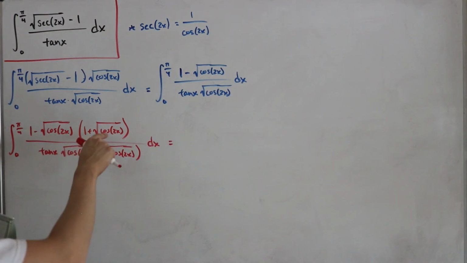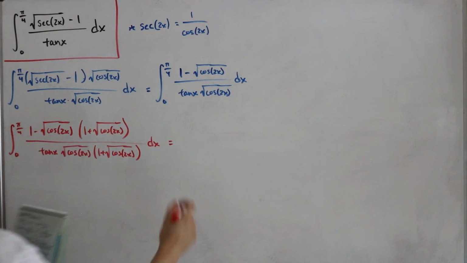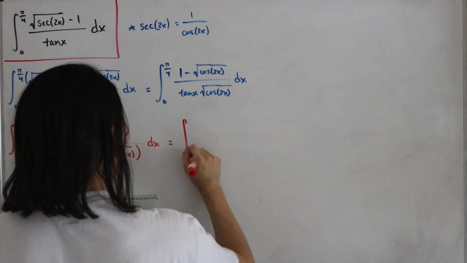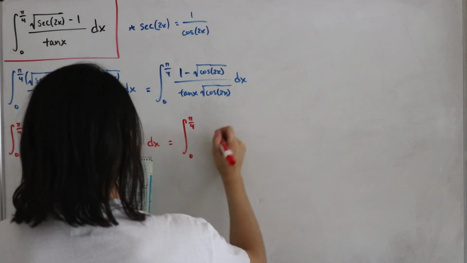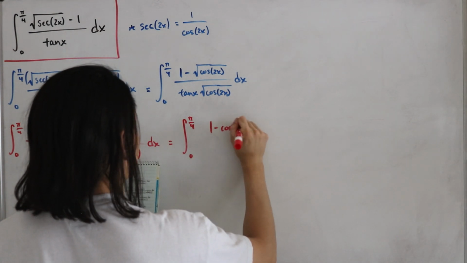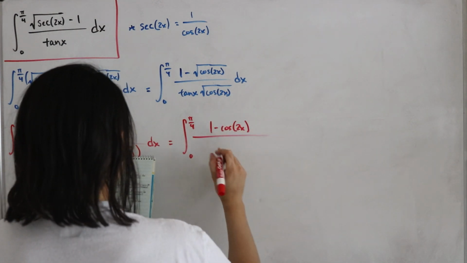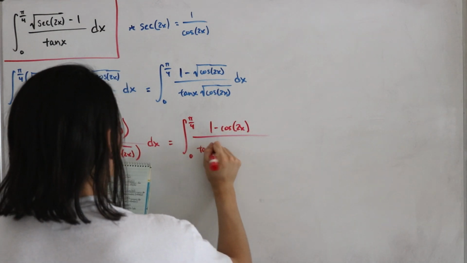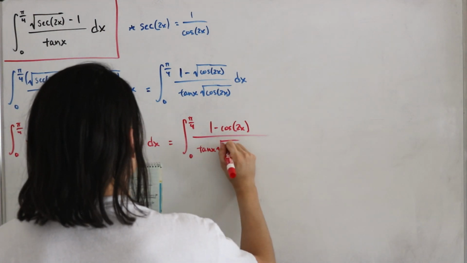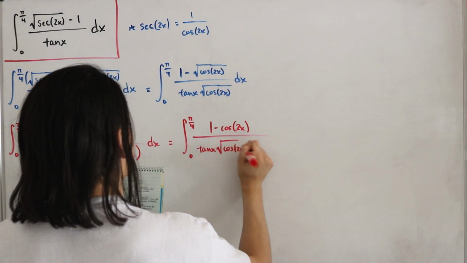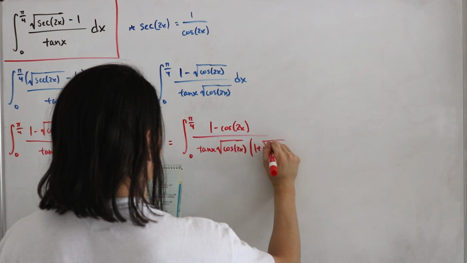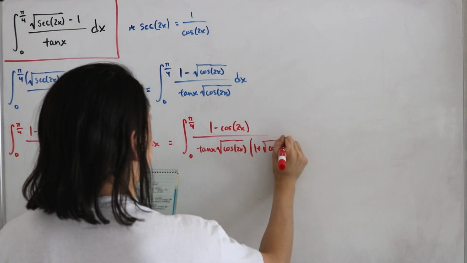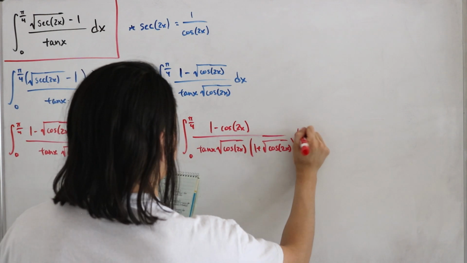After multiplying with the conjugate, you can see the top is just a difference of squares. So now we have 0 to pi over 4 of just 1 minus cosine of 2x, divided by tangent x, so the denominator still stays the same: cosine of 2x, multiplied with 1 plus the square root of cosine of 2x. And then follow up with dx.